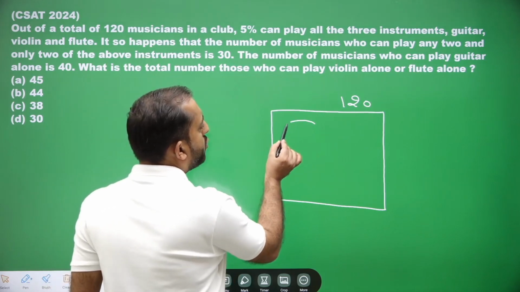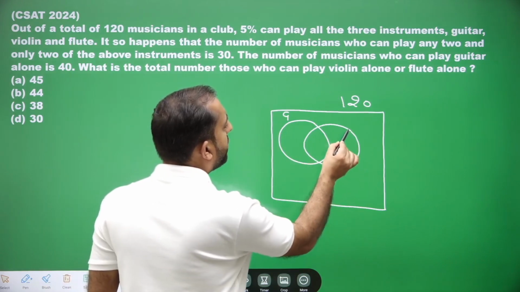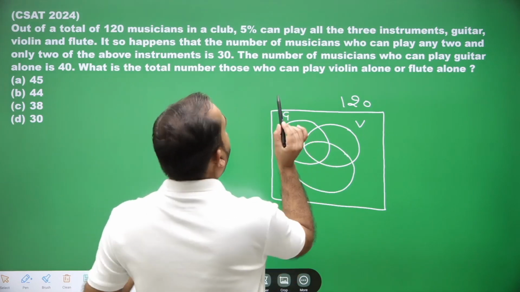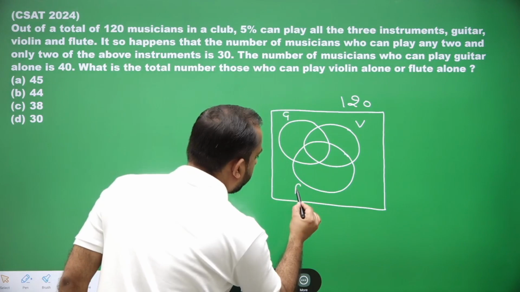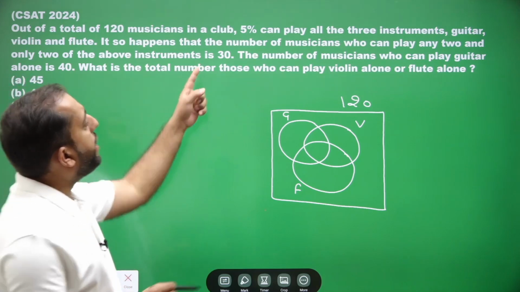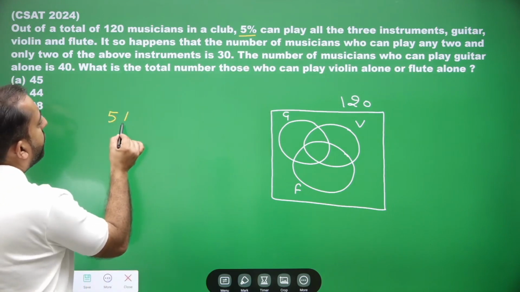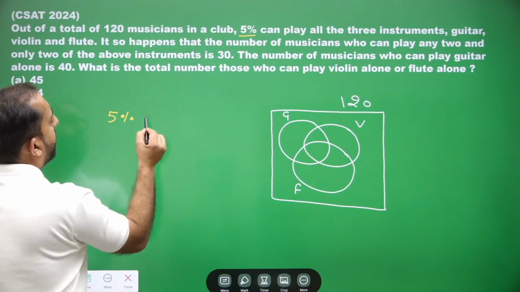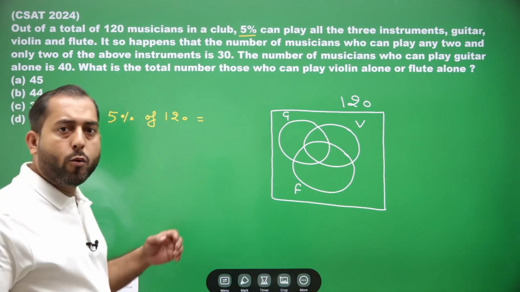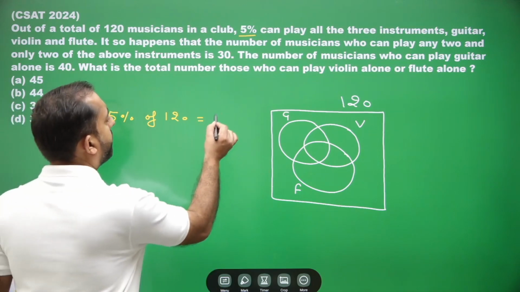So there is one set of people who can play guitar, one more set of people who can play violin, and one more set of people who can play flute. And it is also given to us that 5% can play all the 3 instruments. So find out 5% of 120. What is 5% of 120? If you solve this, 10% of 120 is 12. So 5% should be half of 12, which is 6.